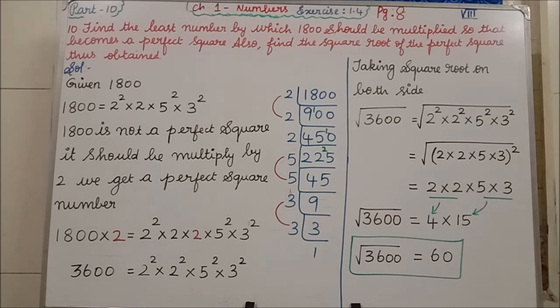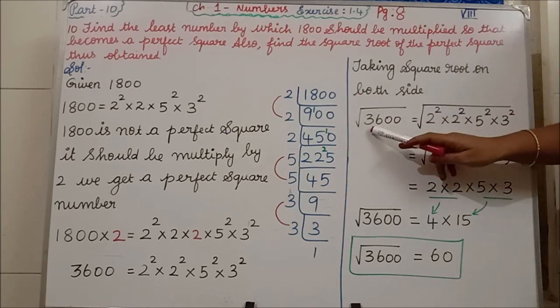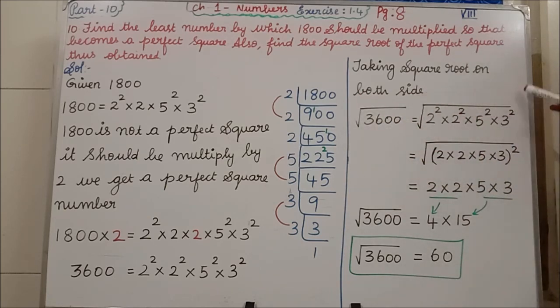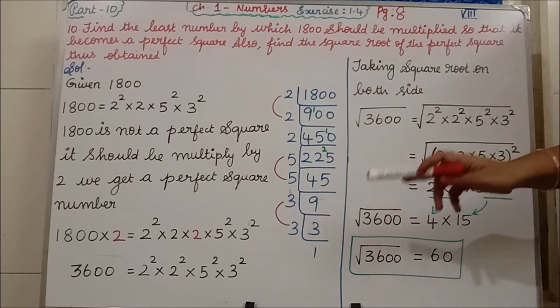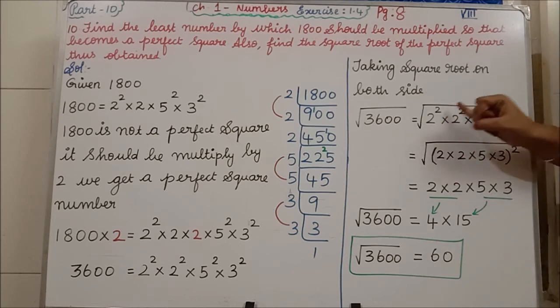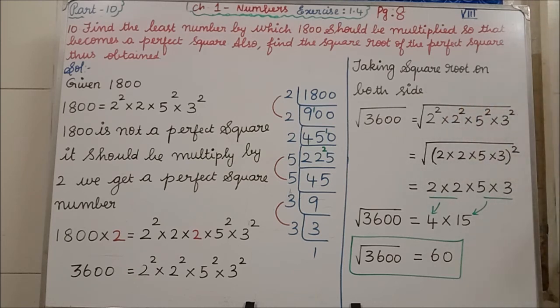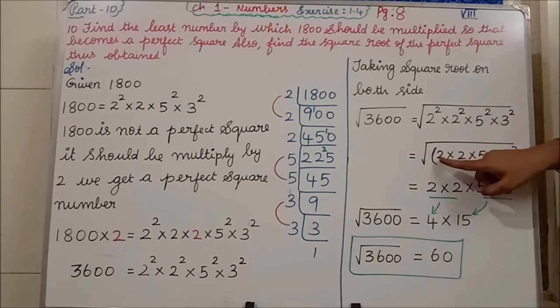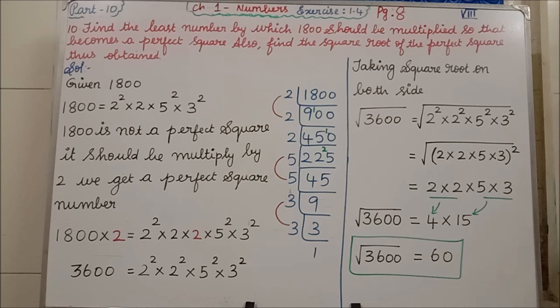Here, square root means what? This line symbol. The square root of 3600 is equal to the square root of 2 square into 2 square into 5 square into 3 square. Now observe this, for everything we have a square. So I am writing this 2, this 5 and this 3 in brackets, with the whole square. I am taking all the squares and writing them commonly outside.